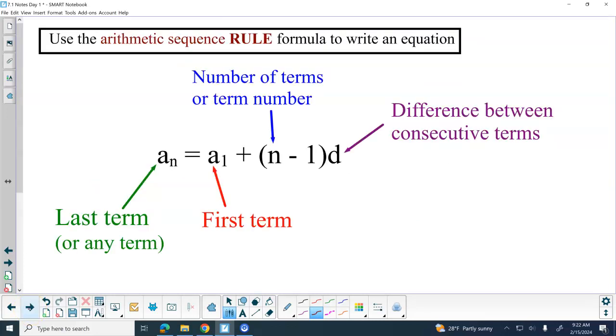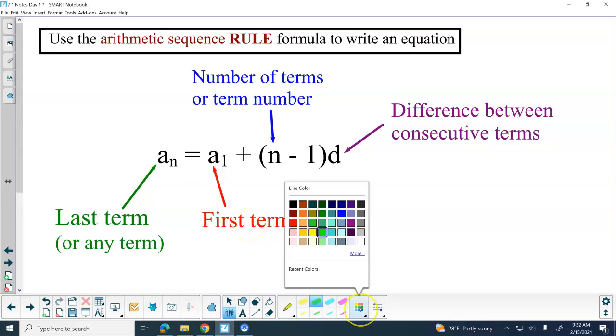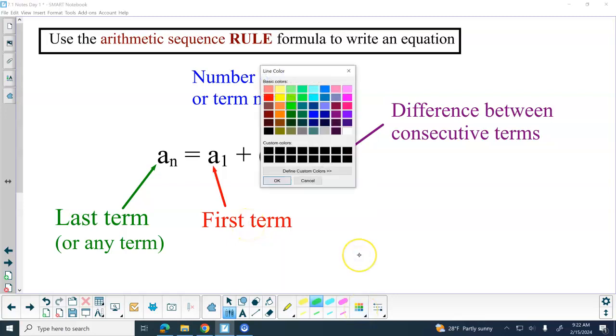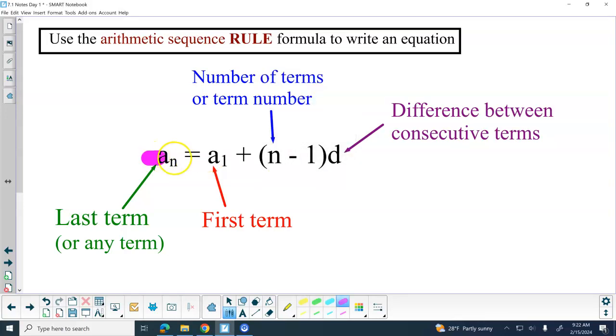Okay? So if I have, let's go with, what color didn't I use? Ooh, they like more. They were going to go hot pink. Come on now.